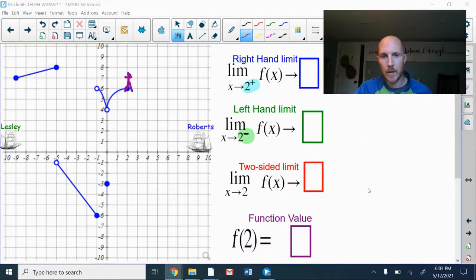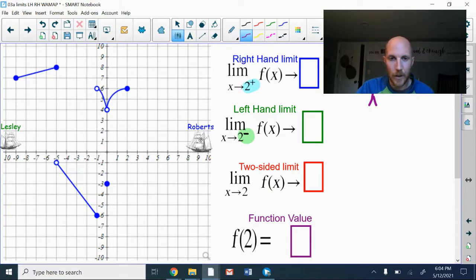All right, well, we're on the same graph. Let's look at one more thing. We're going to look at what's going on at x equals 2. So I've got a right-hand limit, where the 2 is positive, but then the subscript plus tells me there's a right-hand limit in green. The little minus sign in the superscript spot there tells me it's a left-hand limit. The two-sided limit has no superscript, and then I've got the function value.